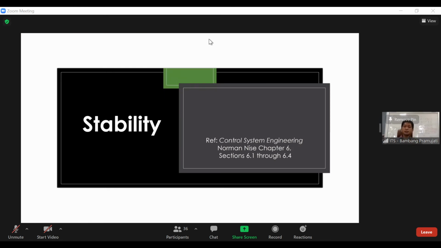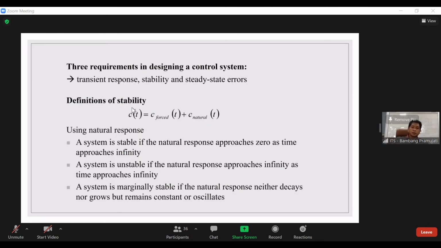Stability is part of three important things when you design a control system that you have to understand and pay attention to. The first is transient response, the second is stability, and the third is steady state error. These three things are covered in chapter 4 for transient response, chapter 6 for stability, and chapter 7 for steady state error.